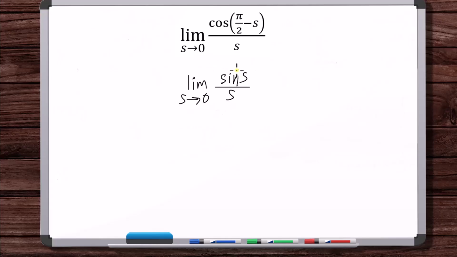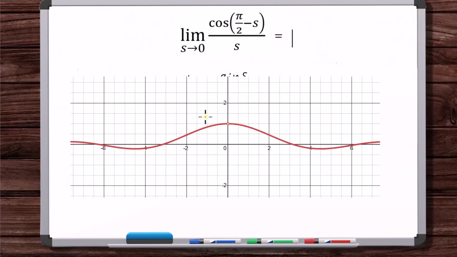And if you remember, this is a limit that the textbook evaluated with a whole geometric argument. They used geometry to prove this limit. And so the limit as x approaches 0 of sine of x over x, the textbook said it is equal to 1. So this limit is equal to 1. And so there's the graph of cosine of pi over 2 minus s over s. And as s approaches 0, the function approaches 1.